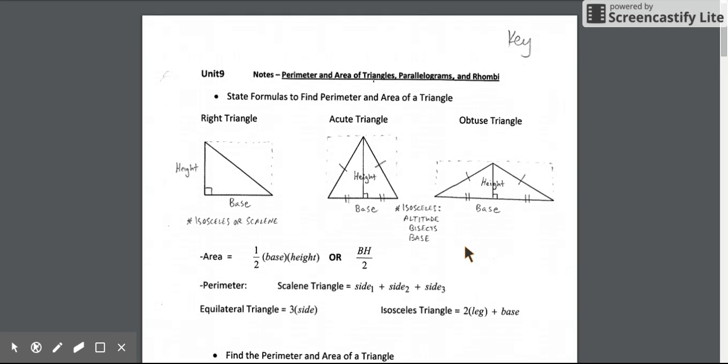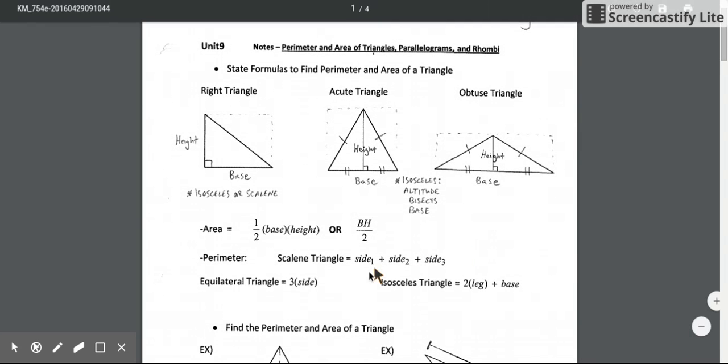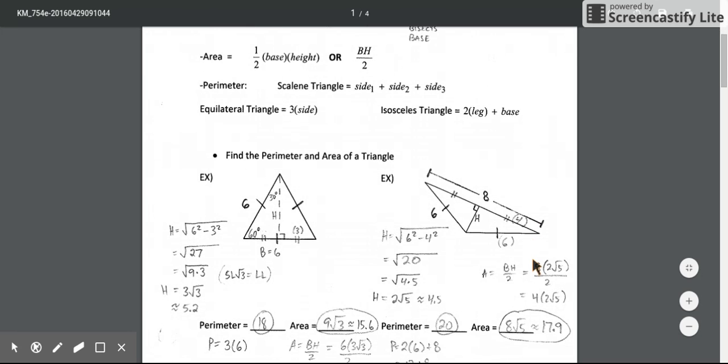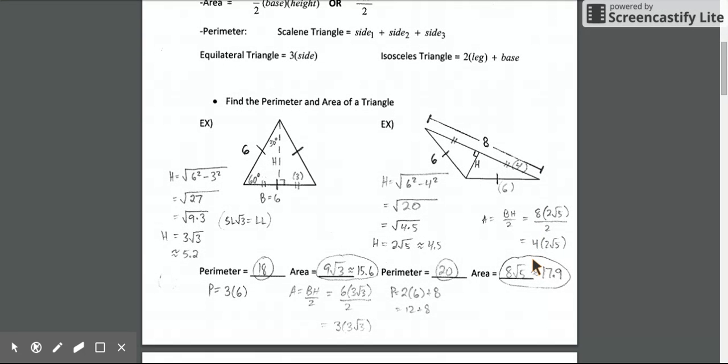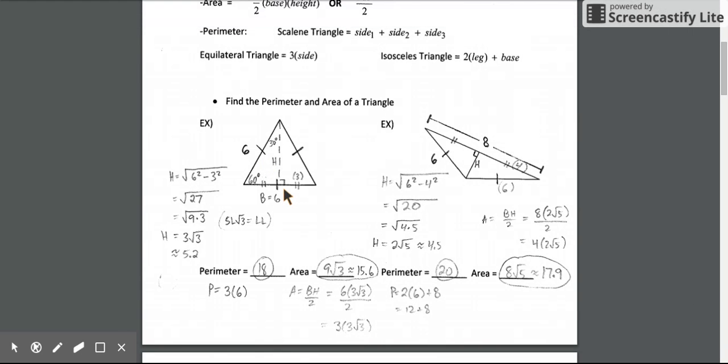To find perimeter, you could keep it simple and just add up the three sides of the triangle, or you could try one of these fancier formulas depending on what type of triangle you have. Let's get to the examples. In this example on the left, we're given an equilateral triangle, told that all sides are measuring 6. So to find the perimeter, we just add up the three sides or multiply 6 by 3 and get a perimeter of 18. To find the area, though, we need to know the height of this triangle.